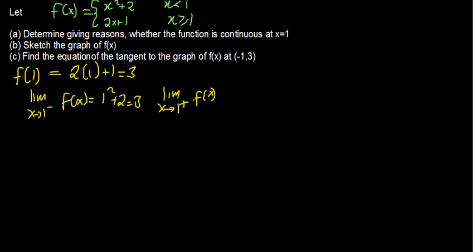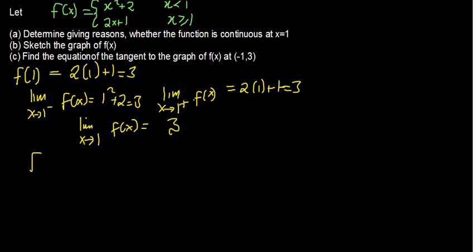Now from the positive side, we look at the function which is giving us values of x greater than 1. This is the function. So where there is x, I'm going to put a 1. That will give us also 3. Now when the limit as x approaches 1 from the negative and from the positive are equal, then the limit as x approaches 1 for the function f of x is that same value, which is a 3.